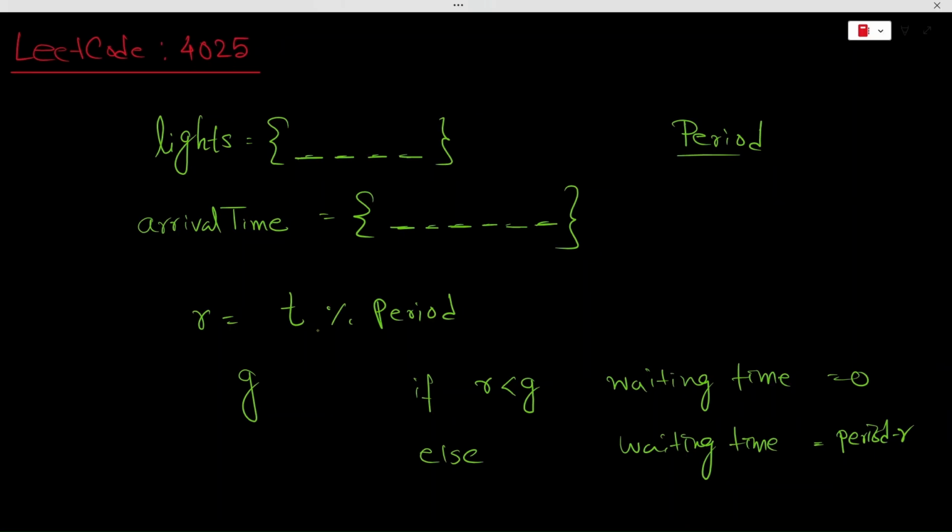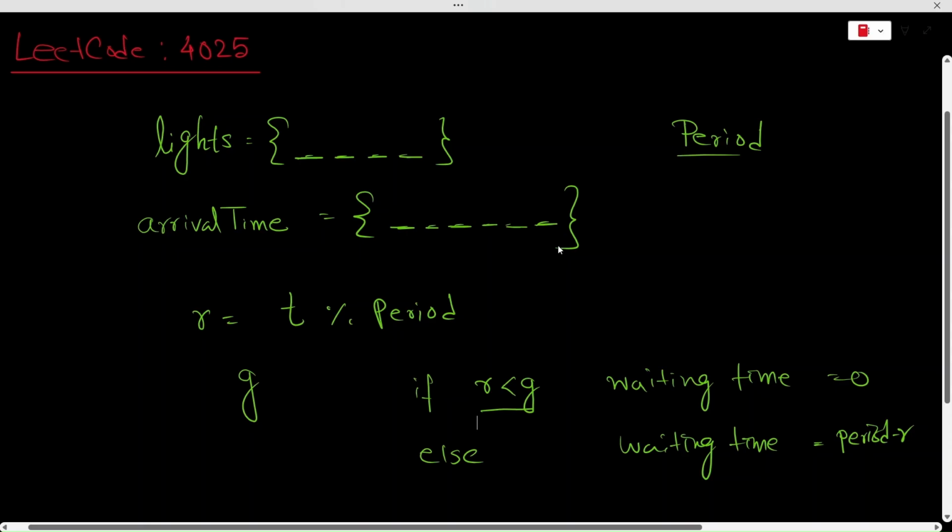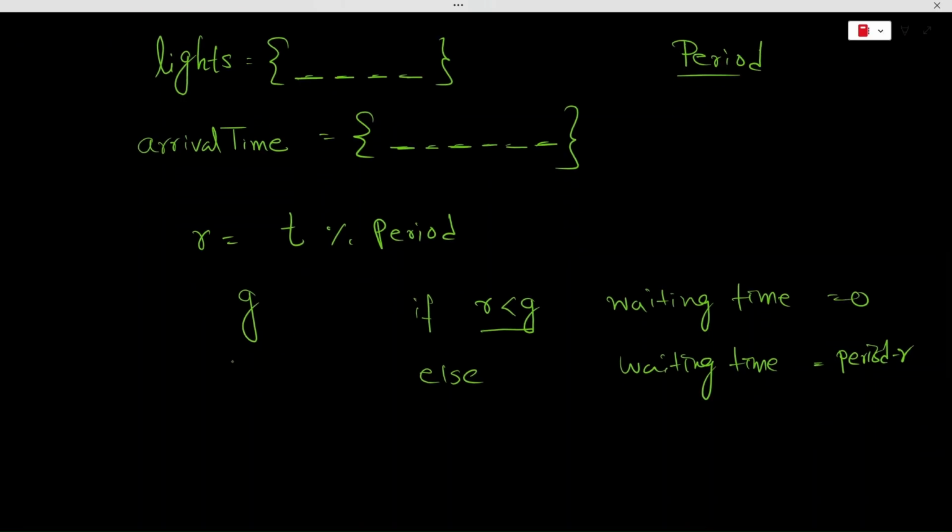So as you can see, we can assign any number of cars to a light. There is no restriction. And you can see that if our r is lesser than g, our waiting time will be 0. Else it will be period minus r. Now it will be pretty obvious that if we have the g with the maximum value, then the possibility of getting waiting time 0 will be higher, right? That's why we will try to assign each car to the light with the maximum g.